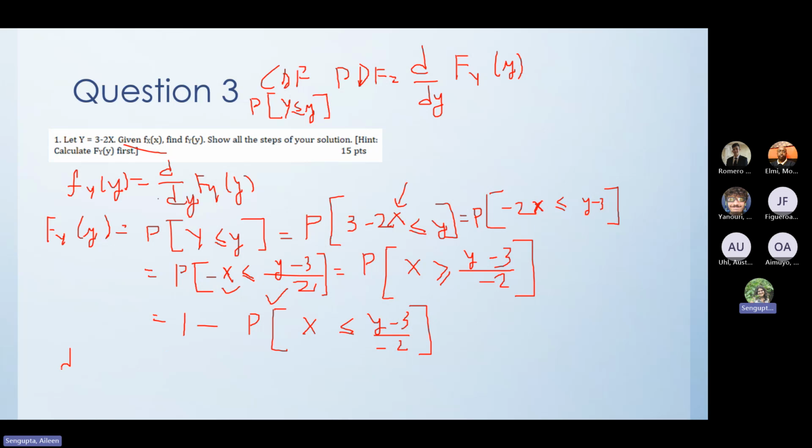Now you can take the differentiation of this entire expression with respect to y. With respect to y, take a differentiation of the first expression. If you differentiate 1 with respect to y, that's a 0. What about the next differentiation? You can basically call this Fx, 1 minus Fx of (y minus 3) upon -2. So now you're differentiating Fx, right? What does it look like? We are differentiating with respect to y.